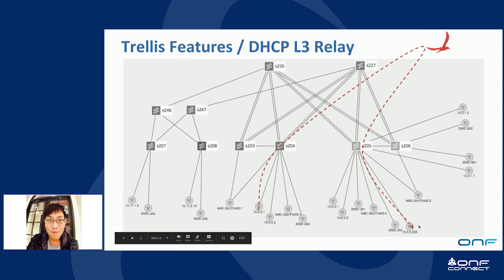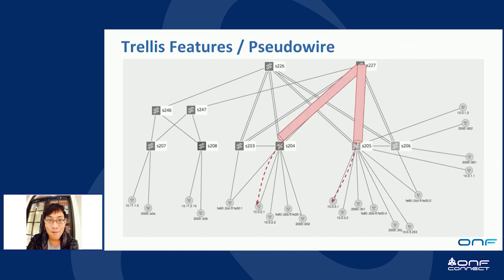And the same when the DHCP reply comes back from the server: the reply will get intercepted on switch 205, going through the control plane to ONOS, and the DHCP relay app will look it up and figure out where the client is, and use packet out to send it to the client on switch 204 and go to the client directly. So this is how DHCP L3 relay works right now.